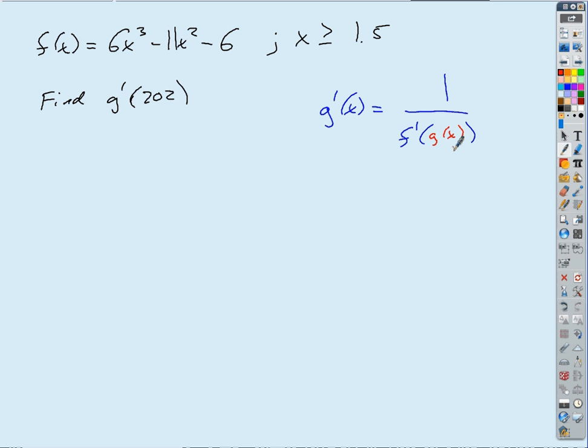Okay. Because think now, here's the trick, right? The input of g is the output of f. So all we have to do is, if I want to know what g of x is, I just have to set f of x equal to 202, right?